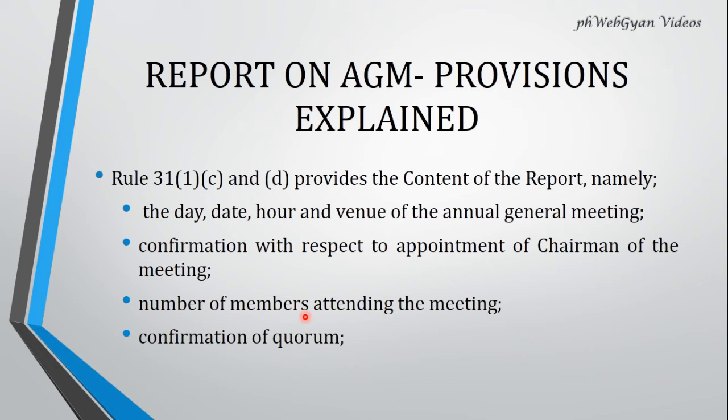Now the fourth point is confirmation of the quorum: whether the quorum was present or not, whether the actual quorum was present, or there was a shortage of quorum, or whether the meeting was adjourned because of want of quorum. So all these details have to be mentioned.